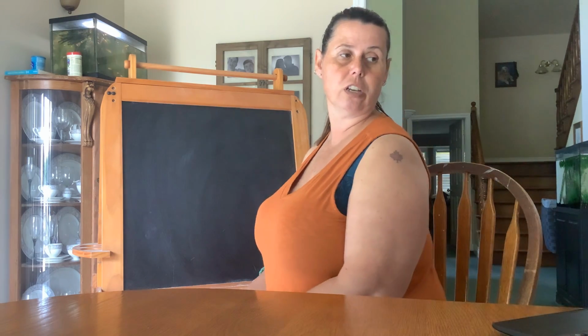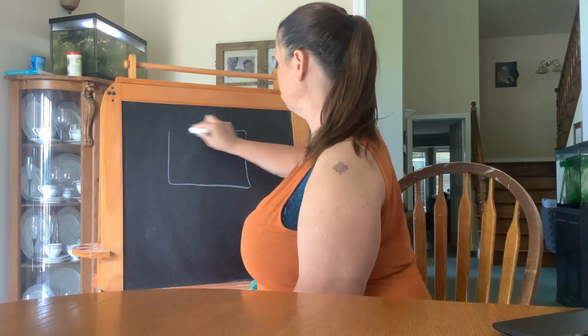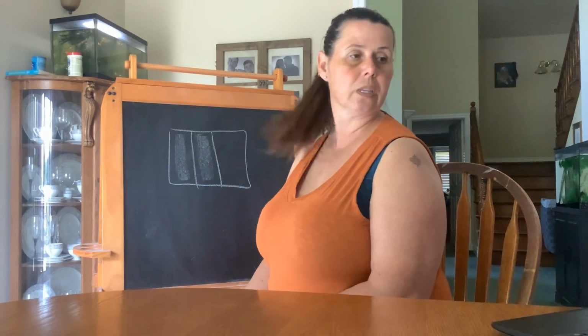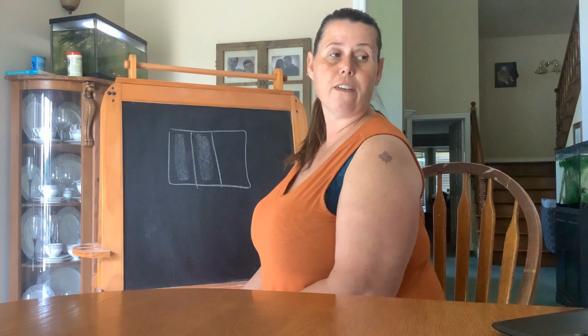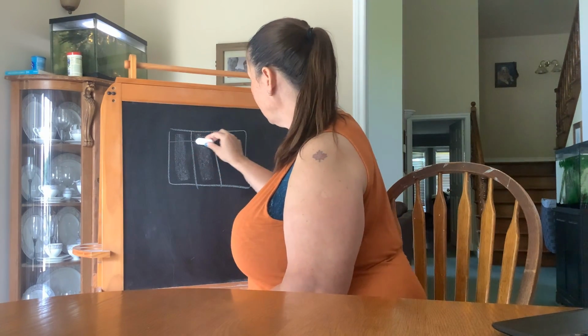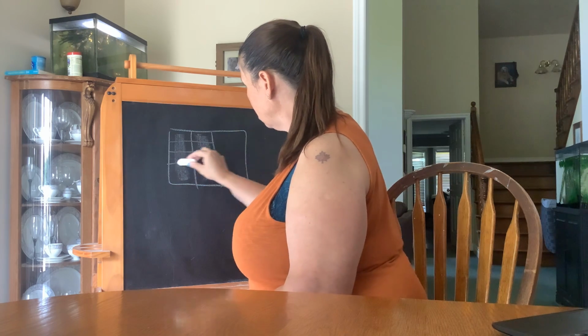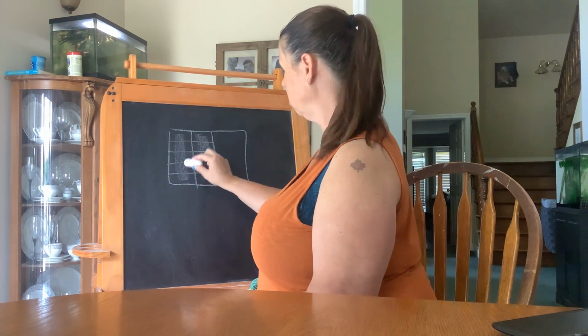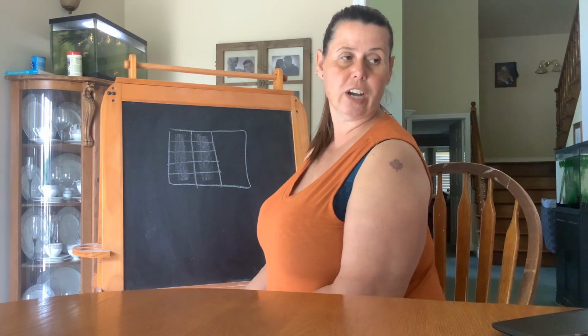Okay, let's do number 7. Oh, wait, we got to do an example first. All right, here is 2/3 of a rectangle. Got it. 1/3, 2/3. Here is 4/5. So they have cut 1, 2, 3, 4. 1, 2, 3, 4, 5. Yes, I have cut it into 5.